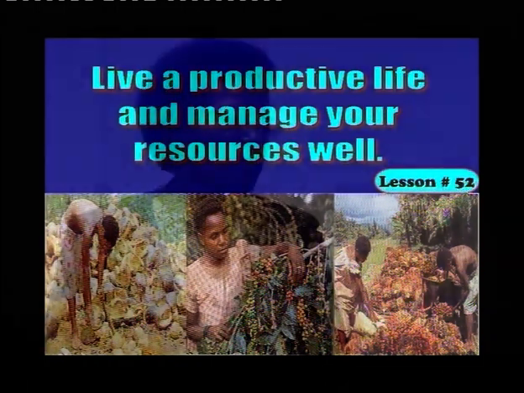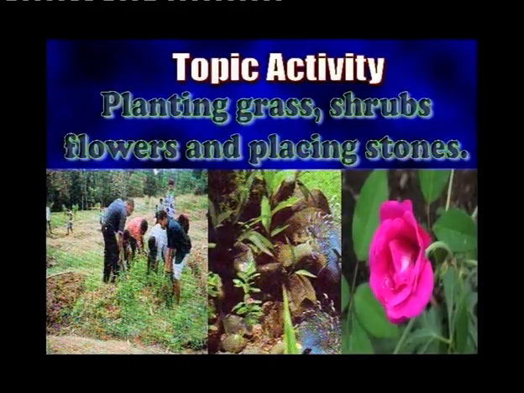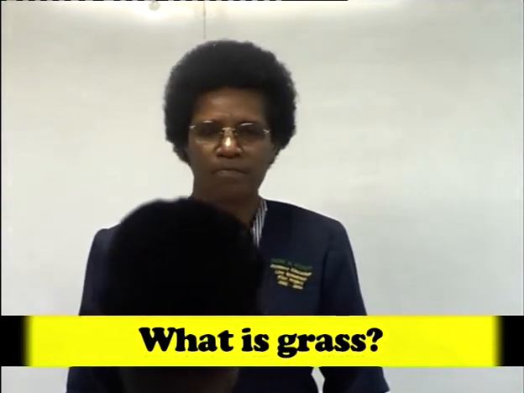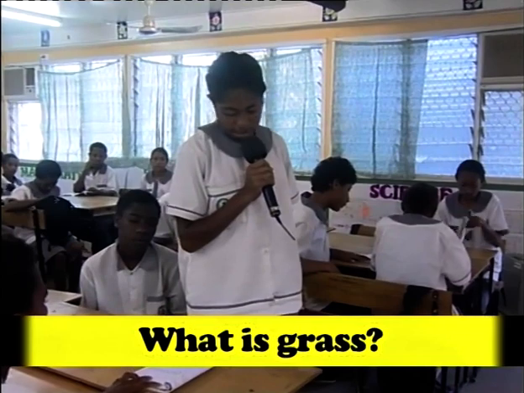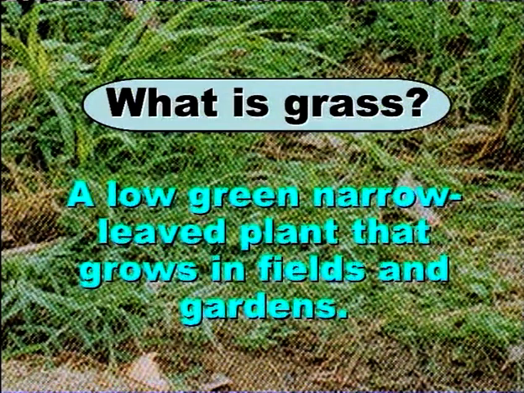Now, our topic activity, we will be still on planting grass, planting shrubs, and also flowers. And besides that, we will be placing stones around our flower garden. Before we go to that, I'd like Trisha, if you can tell us what grass is. What is grass? A low-green, narrow-leaved plant that grows in fields and gardens. Very good, thank you. Okay, so that is what grass is.